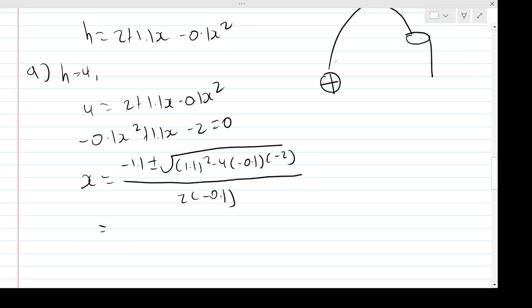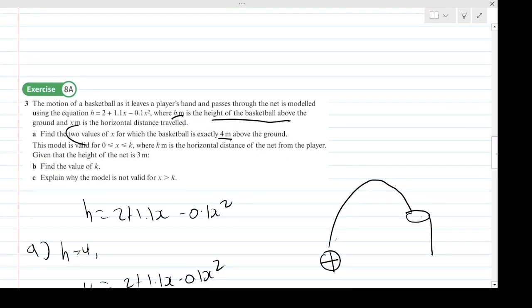Bearing in mind your calculator should have a quadratic solver function, so at this point you can just put it right into the solver function to quickly get your answer. If you do that, you should get the two solutions. x is 8.7 meters to 1 decimal place, or x is 2.3 meters to 1 decimal place. Those are my two solutions.